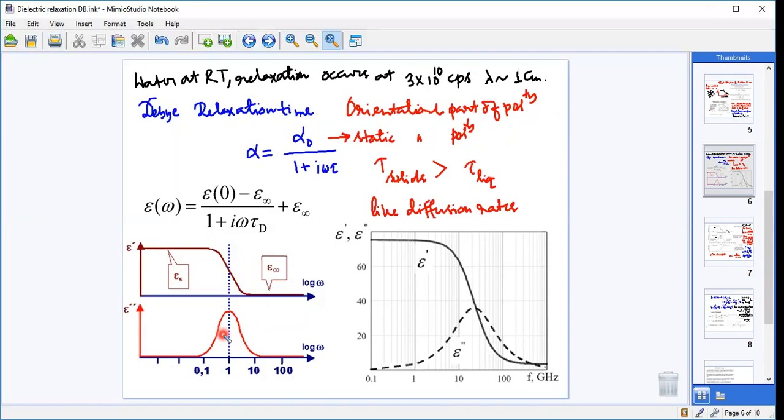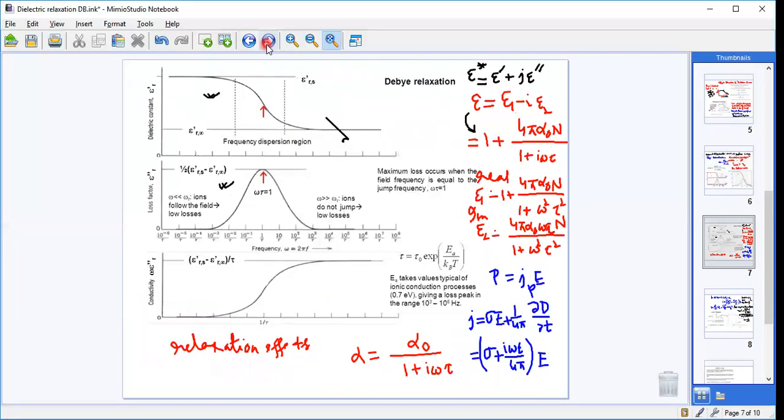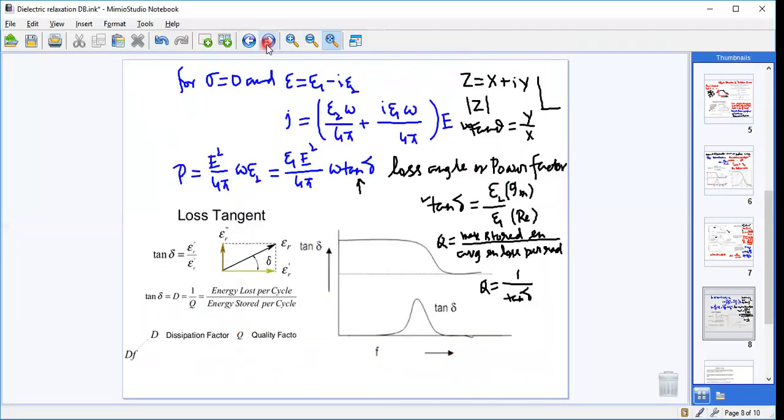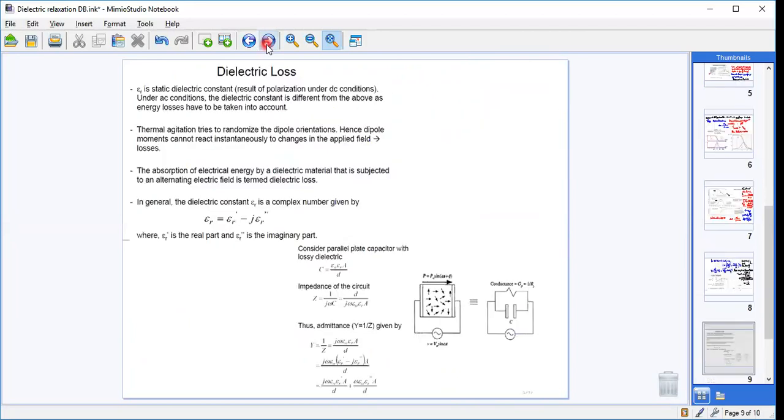It is difficult to say, but the typical relaxation times are about 10 to the power minus 11 second, which corresponds to frequencies in the gigahertz regime, that is the centimeter waves. We must therefore expect that typical materials exhibiting orientational polarization, that is water, will show more peculiar behavior in the microwave range of the electromagnetic spectrum. So this is all about dielectric relaxation and dielectric behavior of materials.